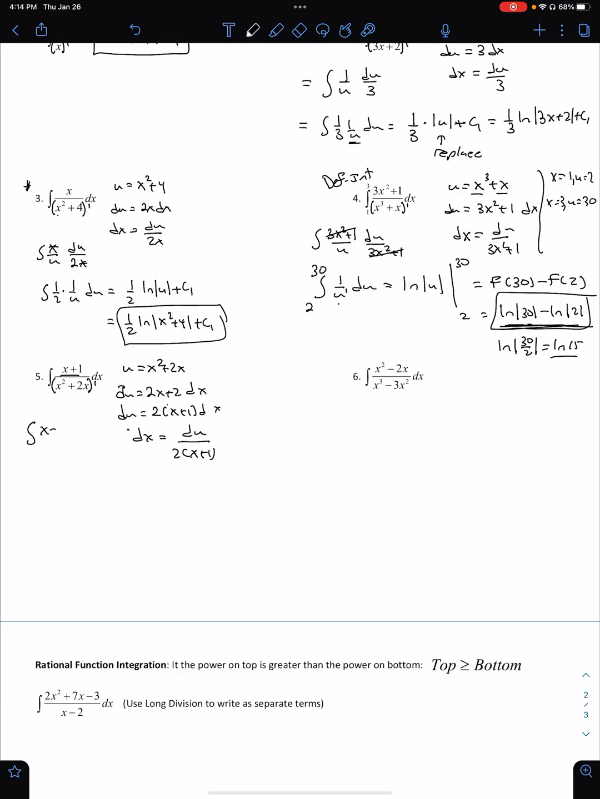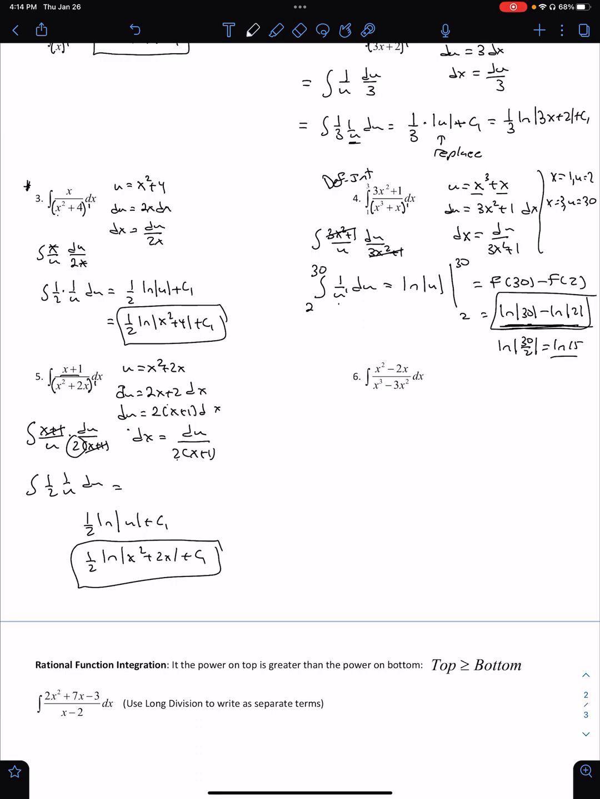Rewriting it, x plus 1 over u times du over 2 times this x plus 1. The x plus 1's cancel. Be careful, this is 1/2 times 1 over u du in my antiderivative. 1/2 the natural log of absolute value of u plus c1. Don't forget your absolute value. So we get 1/2 the natural log of absolute value of x squared plus 2x plus your constant of integration. Very easy to do.